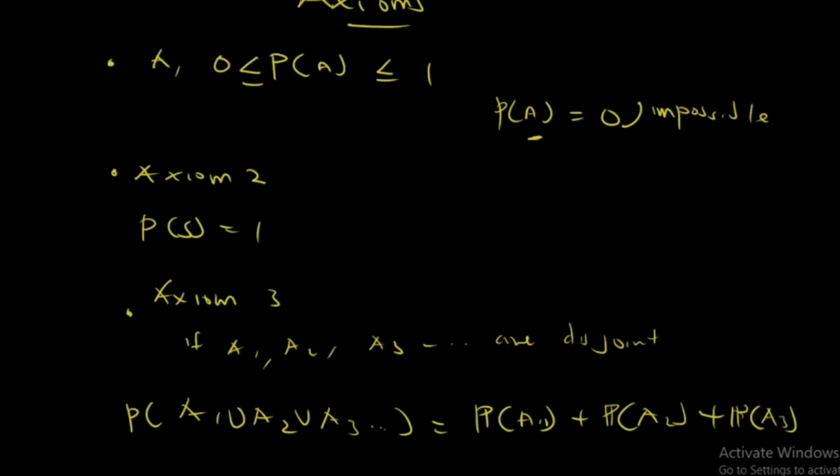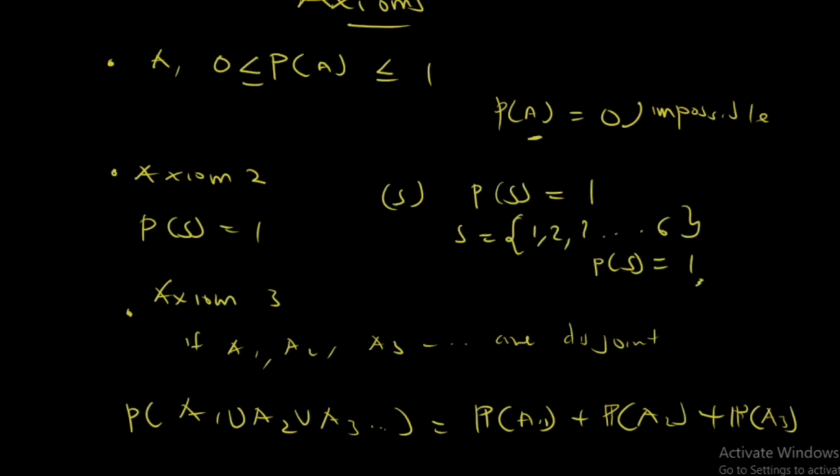The second axiom states that the probability of the whole sample space is equal to 1, or 100%. The reason for this is that the sample space S contains all the possible outcomes for our random experiment. And the outcome of each trial always belongs to what? The sample space. So therefore, the event of the sample space occurs and its probability is 1.